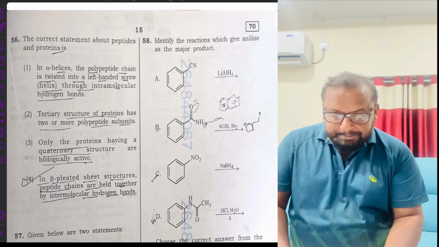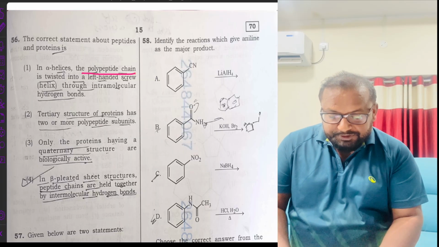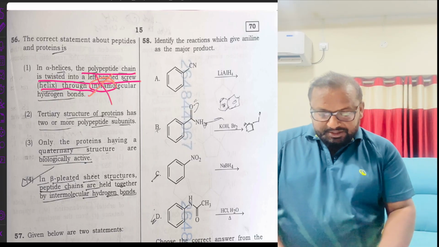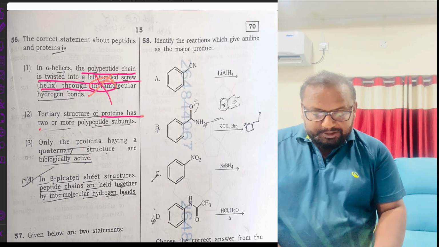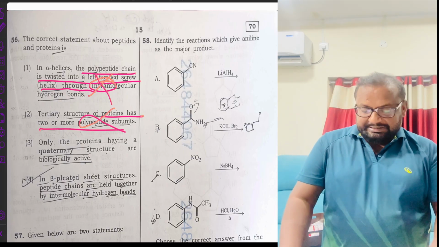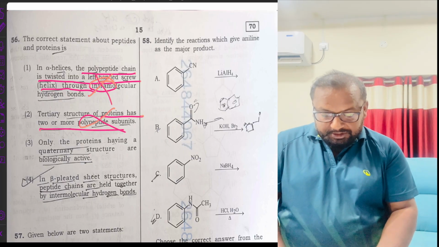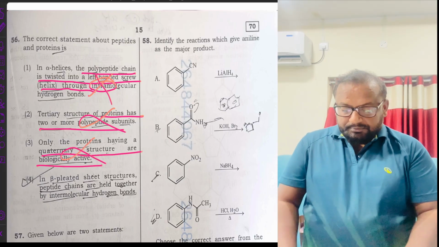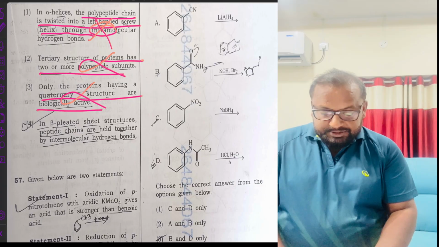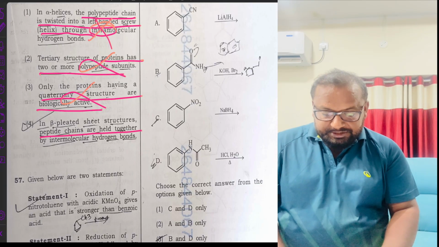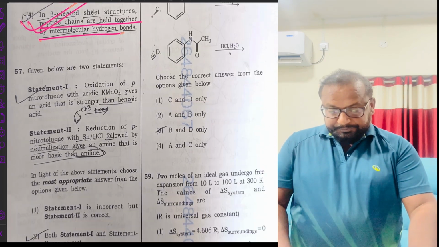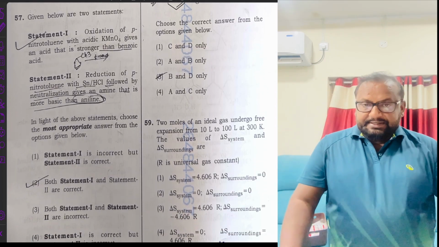Alpha helix, beta, the polypeptide chain twisted to left hand side helix through intermolecular hydrogen bonds. Tertiary structure protein has 2 or more polypeptide subunits. It's incorrect. Only proteins having quaternary structure are biologically active. It is also incorrect. Beta pleated structures, peptide chains are held together by intermolecular hydrogen bonds. So fourth one is the correct answer. Right. We'll go to 57.